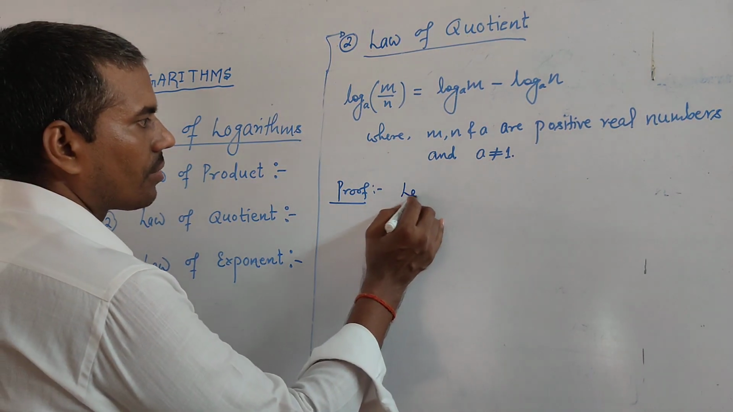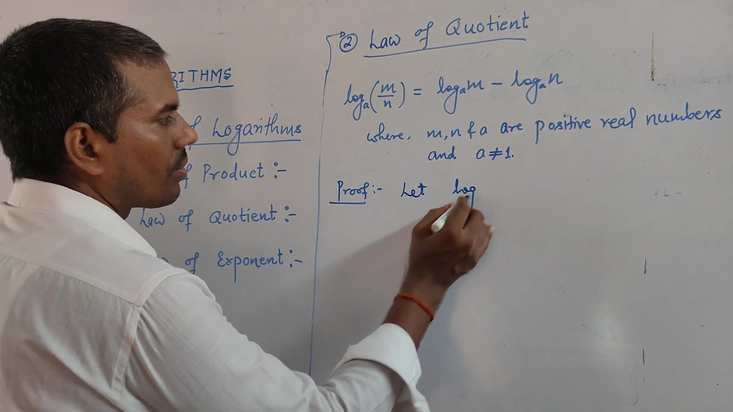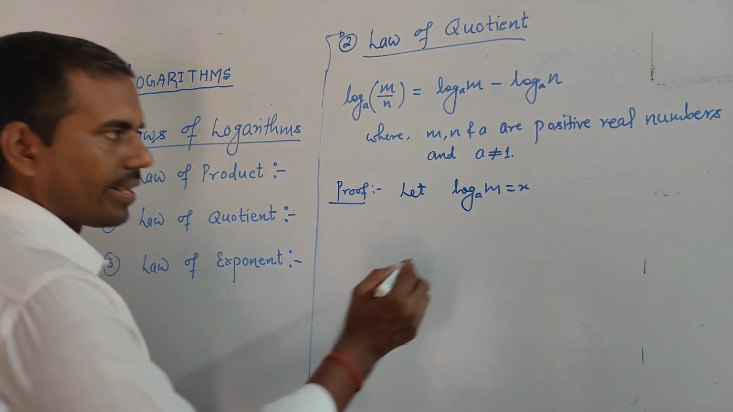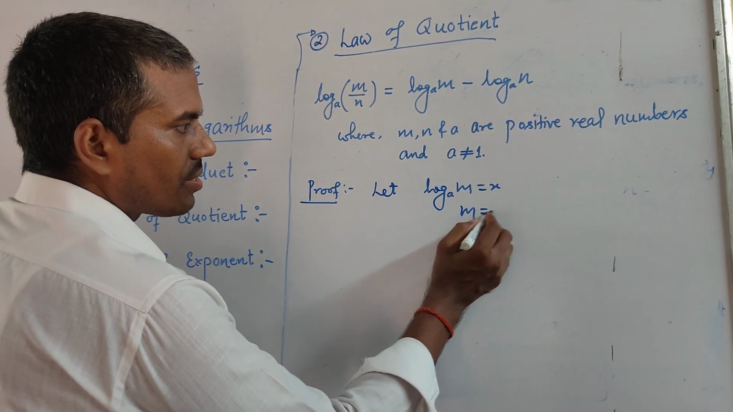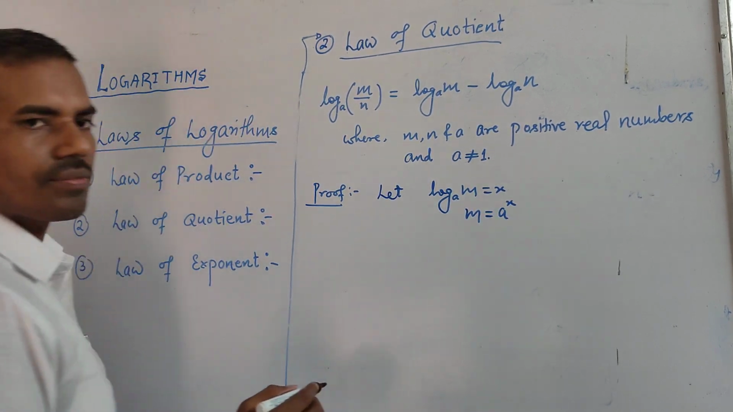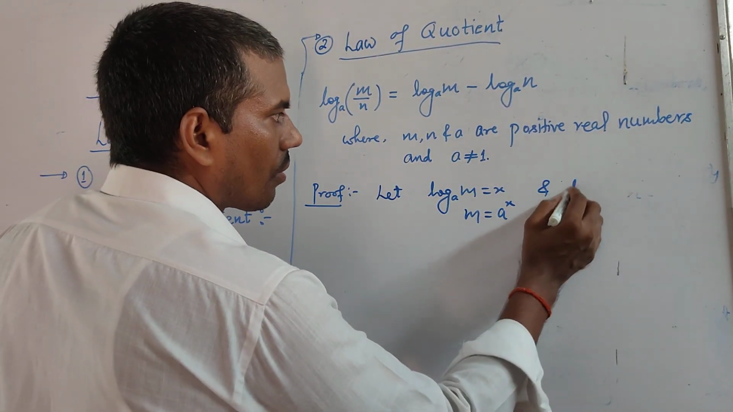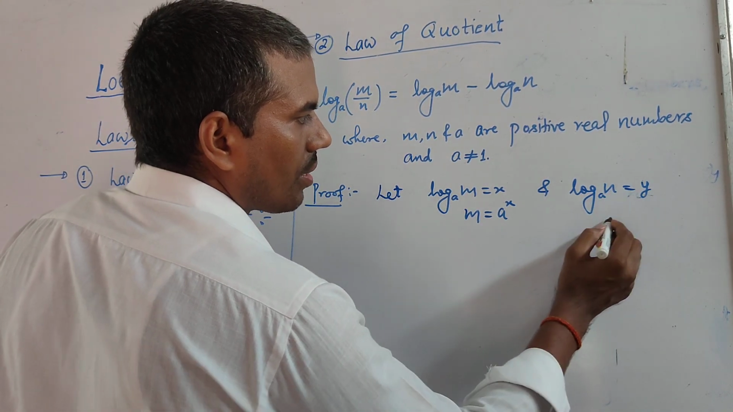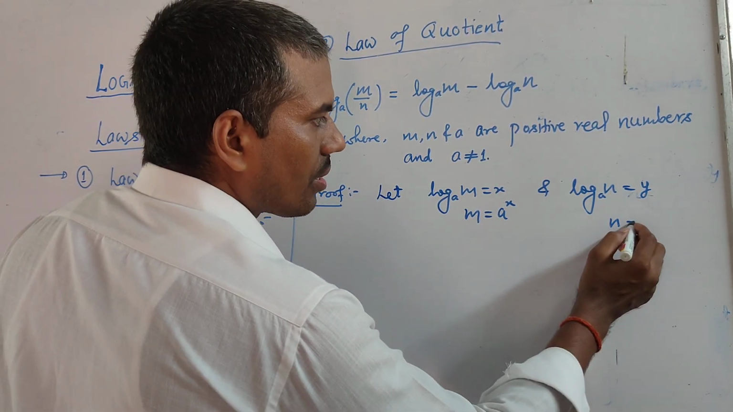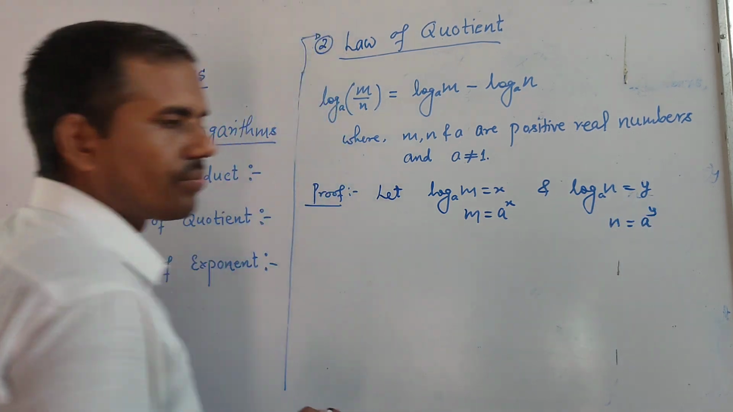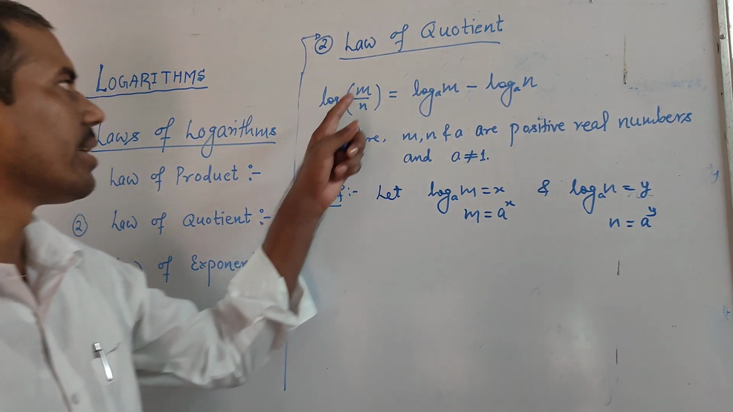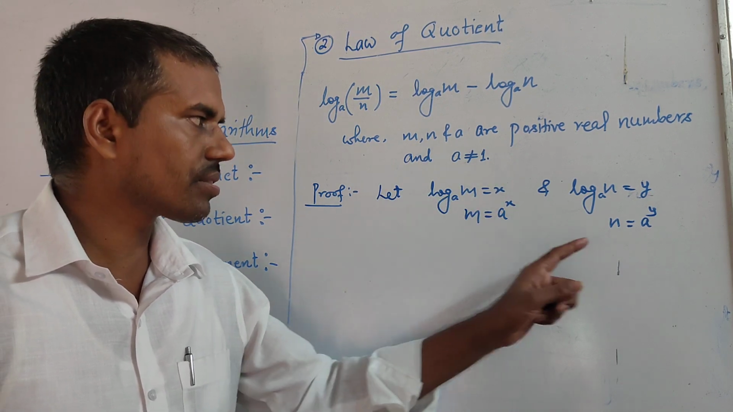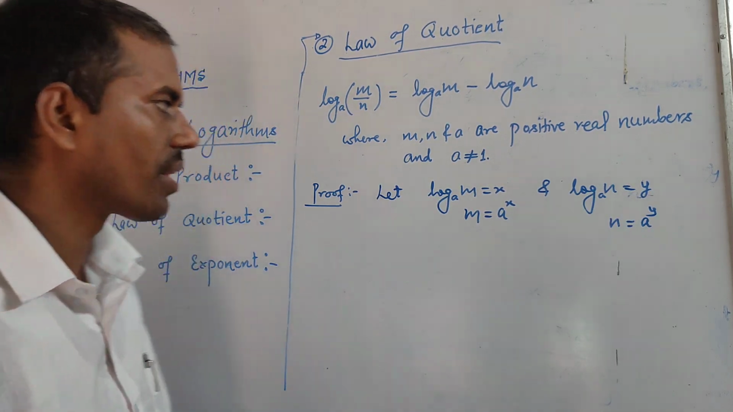Proof. Let log of m to the base a be equal to x, then m is written as a to the power x, and log of n to the base a is equal to y, then n is written as a to the power y. We have to find m by n, and we have m is equal to a to the power x and n is equal to a to the power y.